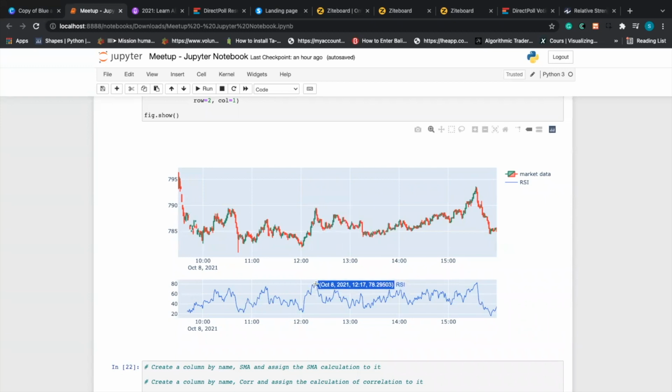If you take a look in detail, we went above 80 at 12:17, and that's exactly when the market turned down. And here again, we went above 80 at 3:34 p.m. And if you take a look here, boom, 3:34 p.m., the market switched again.